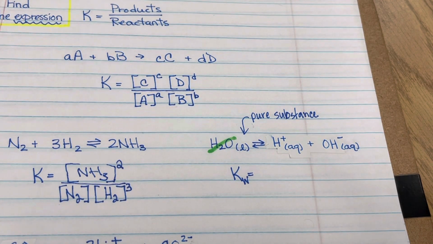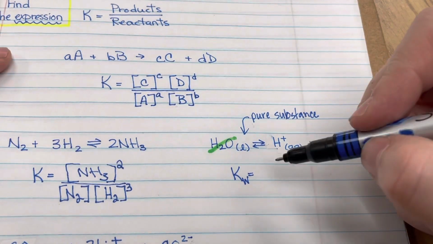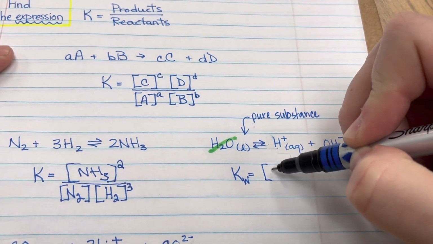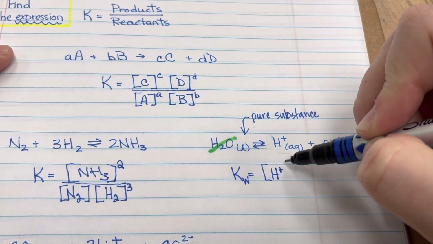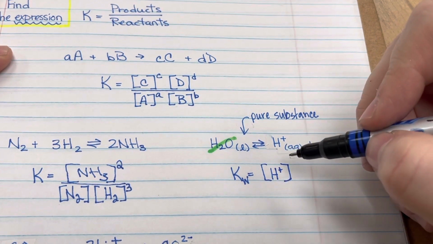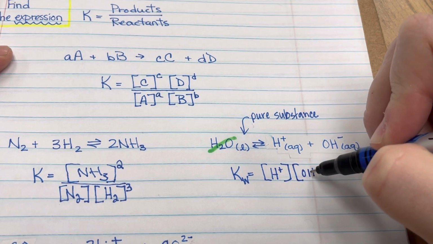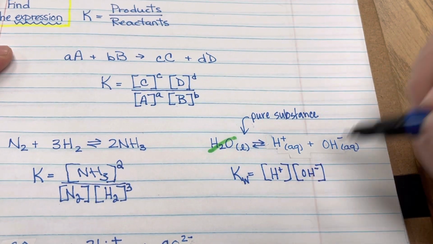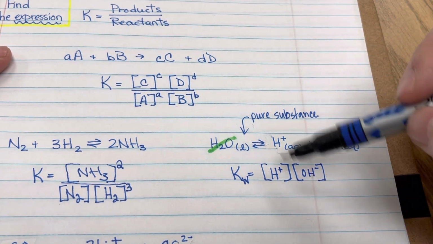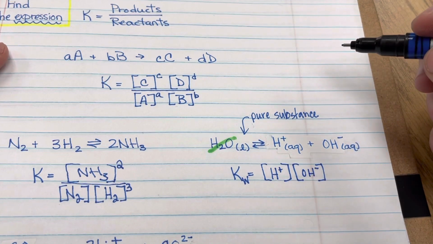In the expression, we are going to have our hydrogen. It's a product, so it's on top. And we're going to have our hydroxide on top as well, because it's an expression of the product. That is all we have, nothing to put on the bottom. We are done.